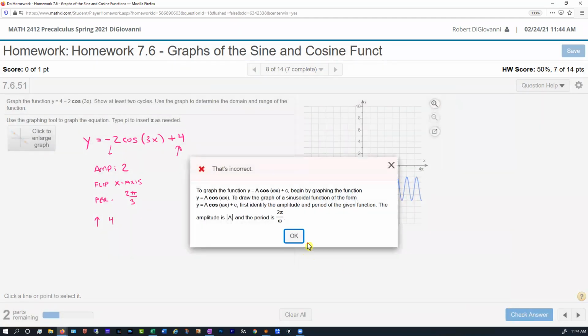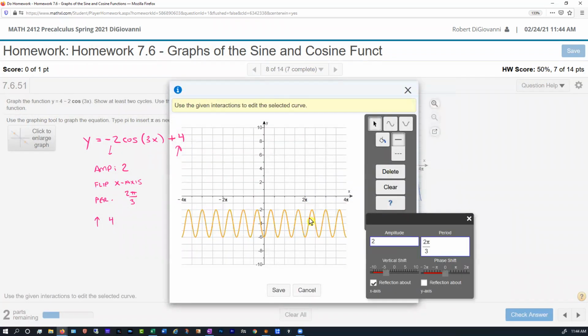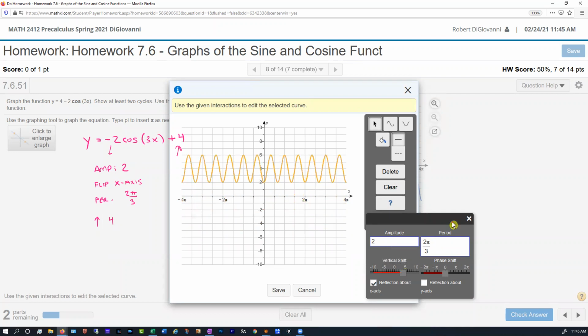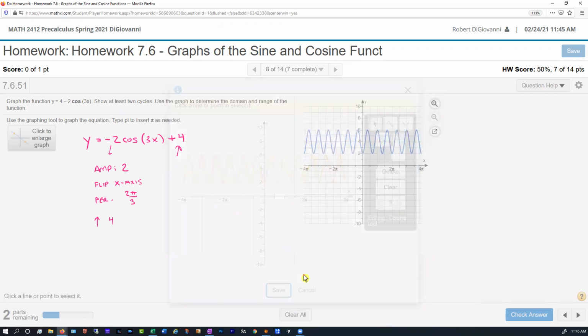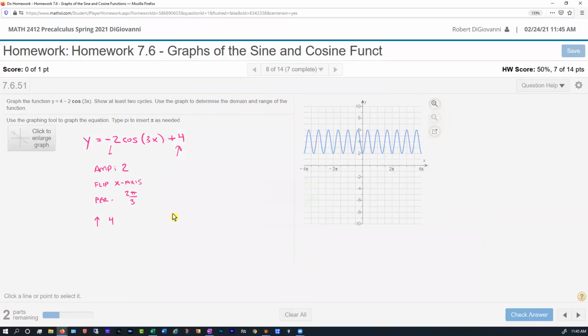Well, hold on. What did I mess up? Let me go back to that. Make sure I put everything in right there. Amplitude is 2. It's a cosine function. Period is 2 pi over 3. Oh, I moved it down 4. Oops. Up 4. I don't know why I put down 4. Okay, sorry, that's just my fault. For some reason, I was thinking of the last problem, I guess. Okay, so moved it up 4 instead of down 4.